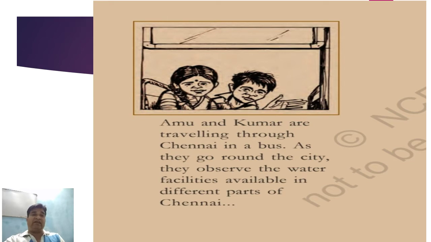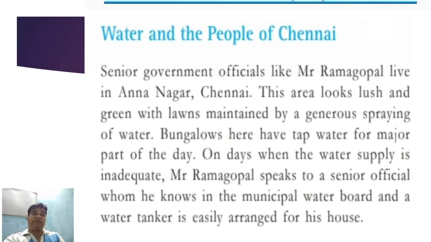This chapter starts with two children. They are sitting in a bus. They are in the city Chennai. Their names are Emmu and Kumar, and they are traveling through Chennai in a bus. And as they go around the city, they observe the water facilities in different areas of Chennai. So let's see what these two children see.